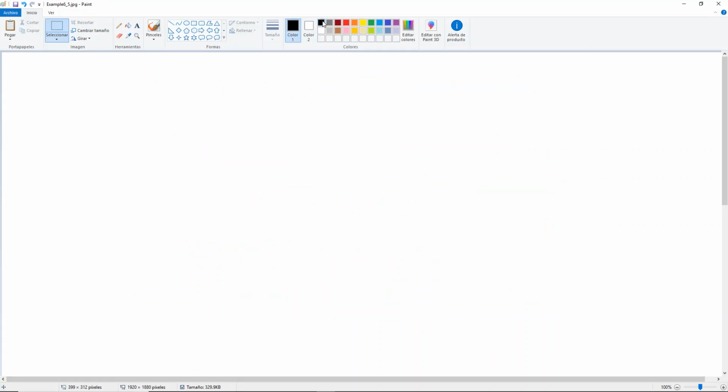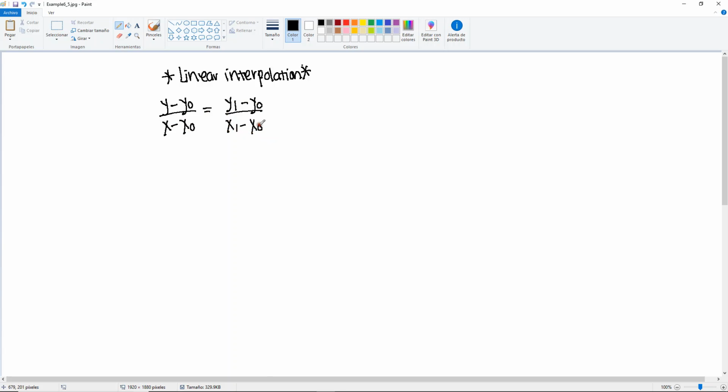So in order to interpolate, we do linear interpolation. We will be using the following formula. It's going to be y minus y naught divided by x minus x naught. This is set equal to y1 minus y naught over x1 minus x naught.